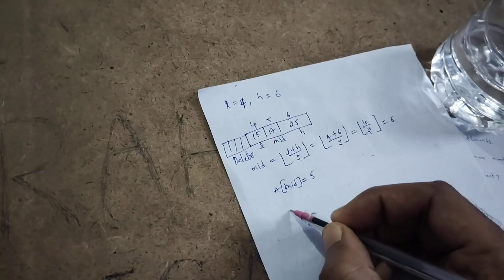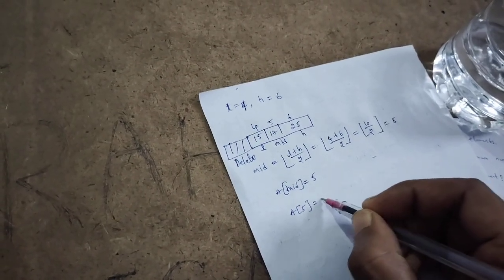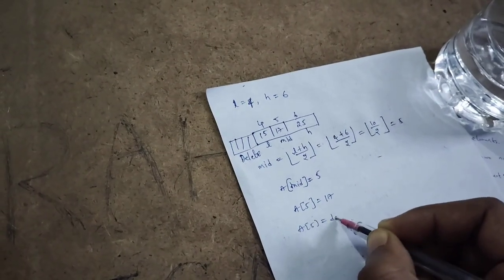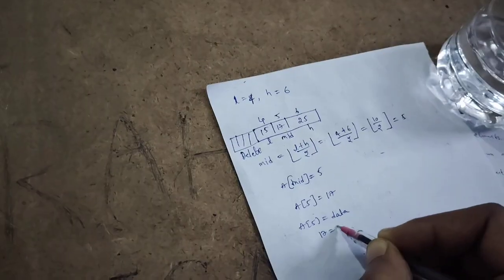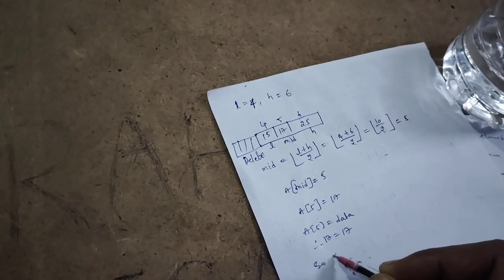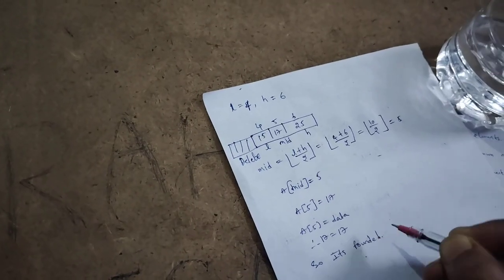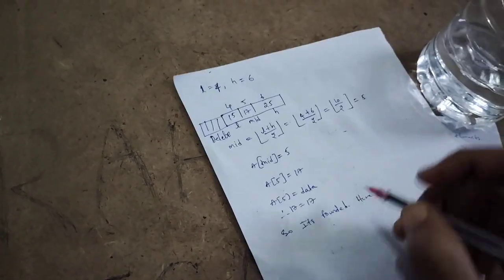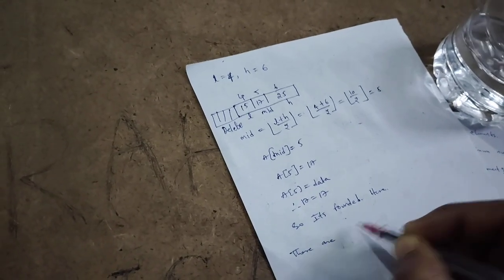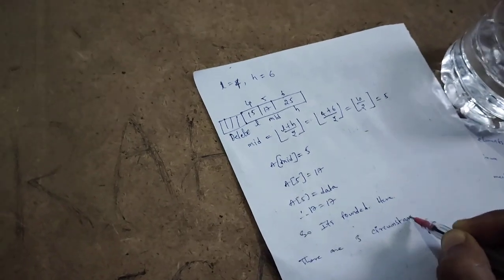So A[5] equals data. Here A[5] equals 17, and 17 equals 17. So it's found. Here there are 3 circumstances.